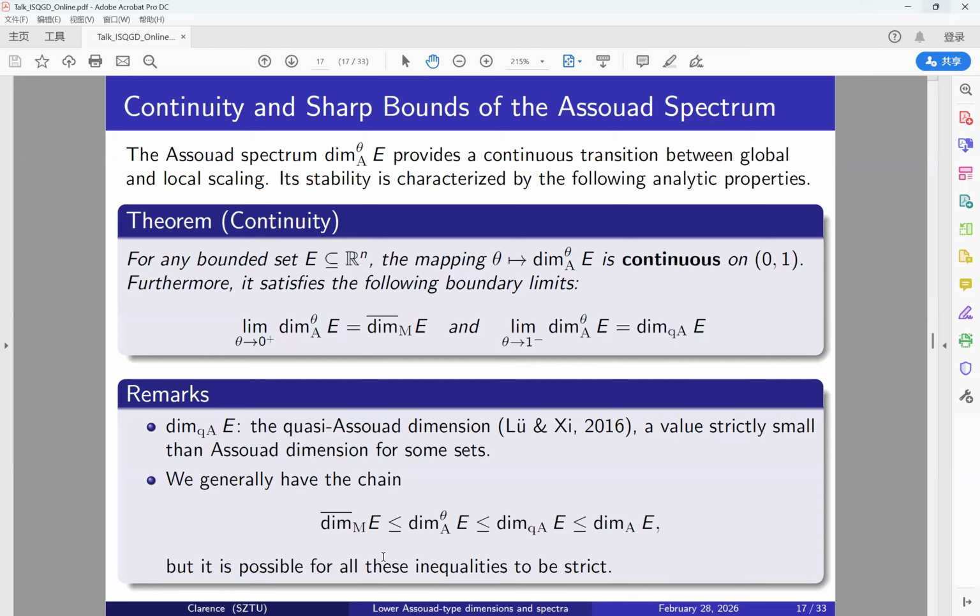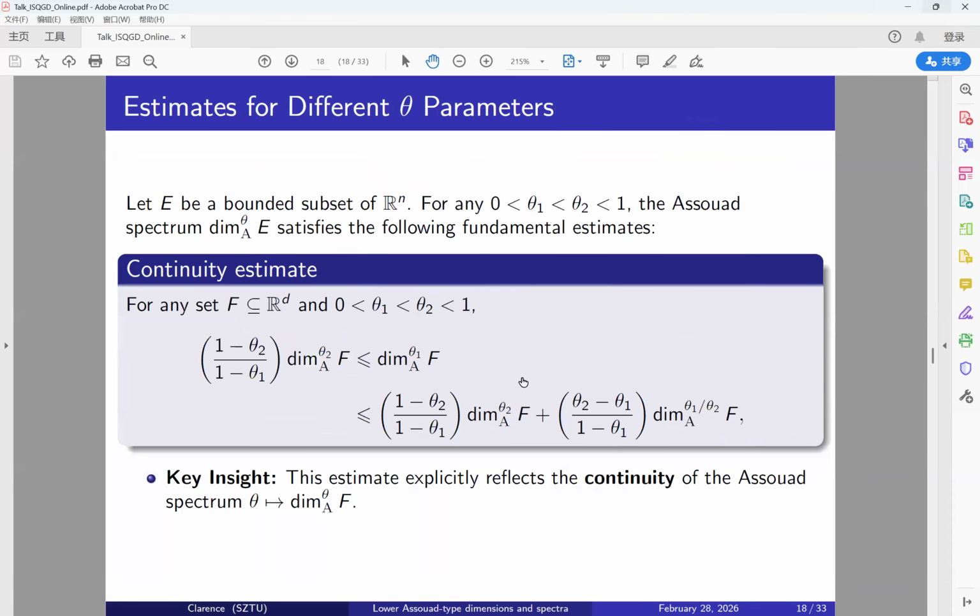Just see that the upper box dimension is the smaller one, then the Assouad spectrum, the quasi-Assouad dimension, and the Assouad dimension. Also, it is possible to say that these inequalities can be strict. Just to say, as for the Assouad spectrum, although it can approach the upper box dimension, it sometimes fails to reach the Assouad dimension. Another thing is the final continuity estimates of the Assouad spectrum.